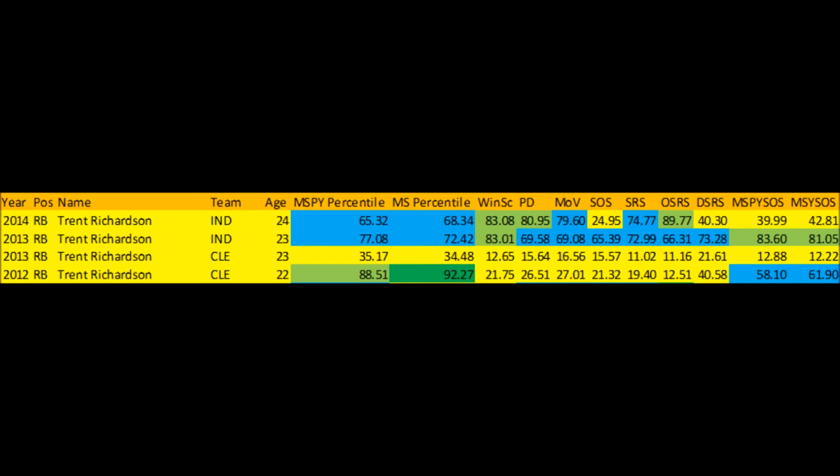When you look at his overall production, he had a very good year in Cleveland for his rookie season. Had a 92 plus overall market share data score. He was basically a top 10 running back in terms of his production that year. He got traded to the Colts the following year. And then, of course, 2014 was pretty much the last year for him when it comes to his ability to stay on the football field.